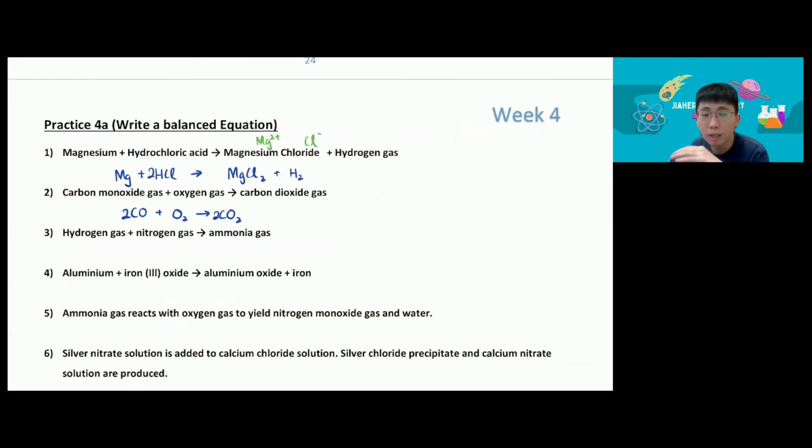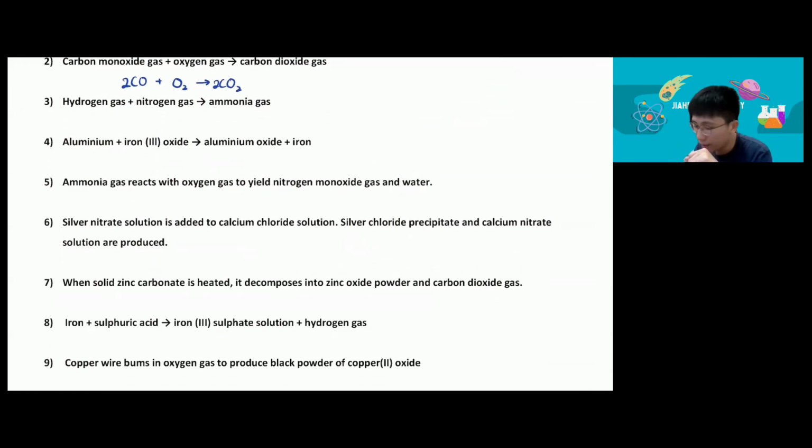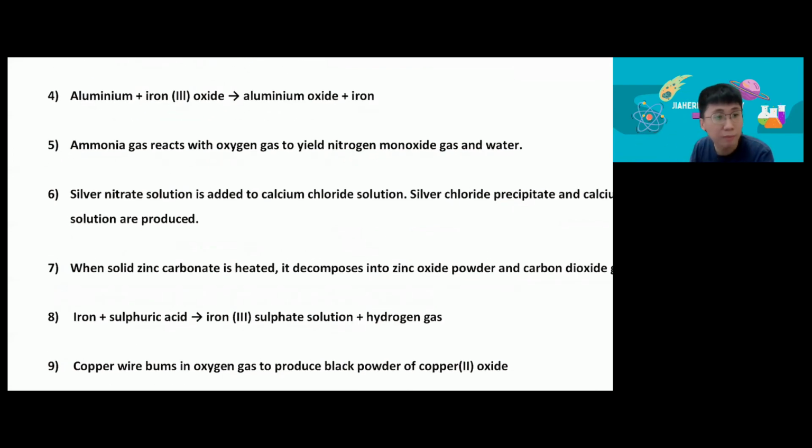I'm going to go into a hard question, which is, let's say if I give you a sentence, let's say for here, silver nitrate is added to calcium chloride. Okay, it means you add these two things together. Silver chloride precipitate and calcium nitrate solution are produced. So from this question here, seems like a lot of chemicals, right? But if you read through it, they say silver nitrate is added to calcium chloride. So this question is hard because every compound you see, they are having 2 names.